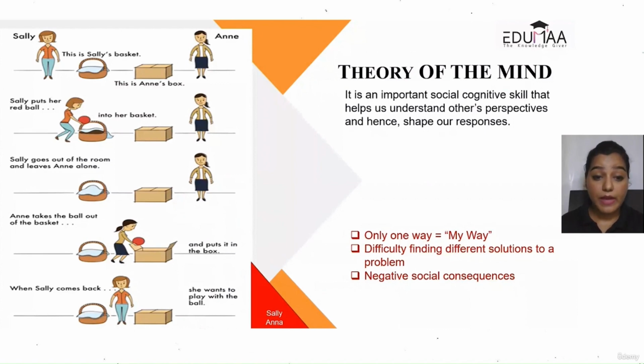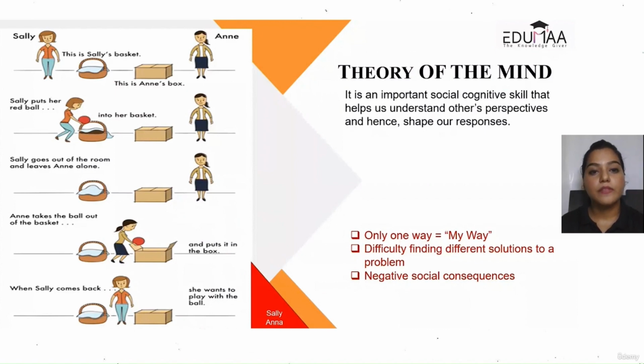So when Sally comes back, she wants to play with the ball. Where will Sally look for her ball? That would be our question to our child. Anna had kept it in the box, but Sally had originally kept it in the basket. So as per Sally, she should be looking in her basket because she's not aware of Anna keeping it in the box. She was not around. This is a specific perspective that a child definitely needs to understand, that Sally should be looking in the basket and not in the box because she's not aware of it.